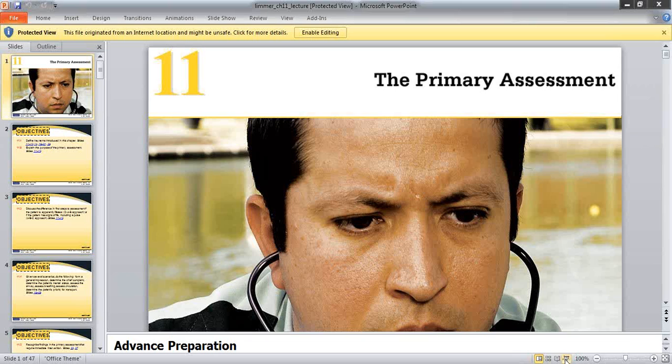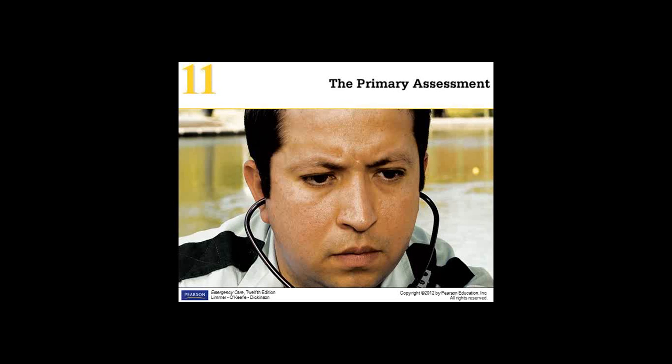Okay, Chapter 11. Chapter 11 is the primary assessment, and in primary assessment, our whole purpose can be summed up in really one sentence. The intent of the primary assessment is to find and treat life threats. So if it's going to kill you right now or in the next few minutes or potentially hours, you will find that in the primary assessment, or you should.